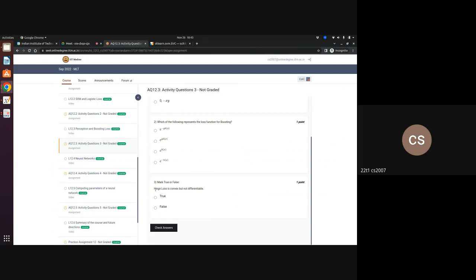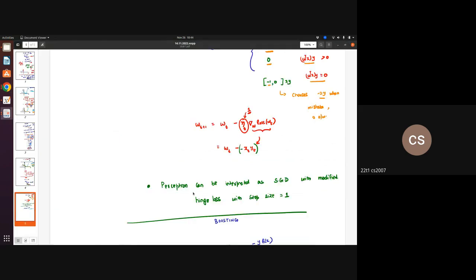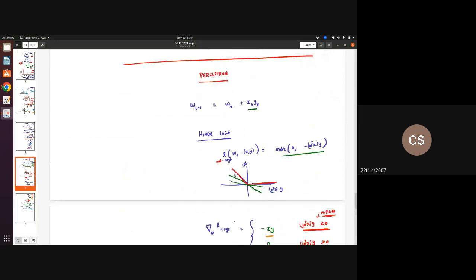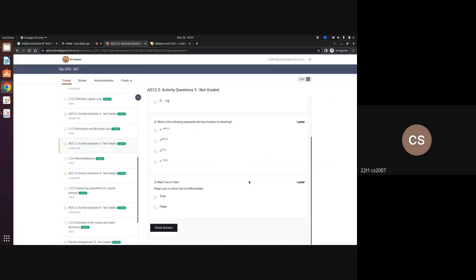And next one, hinge loss is convex but not differentiable, right? So we have seen what is hinge loss. This is hinge loss. This is convex, yeah, that's true. But it is not differentiable. We say that a function is differentiable if it is differentiable at all points, but it is not differentiable at one point. So we'll say it is not differentiable. The other thing is that we can use subgradient, but as we see, this is not differentiable.